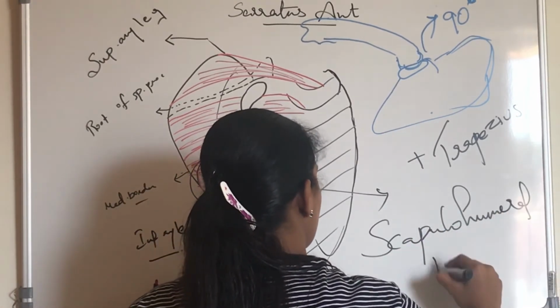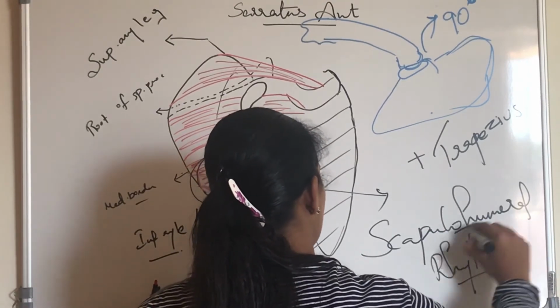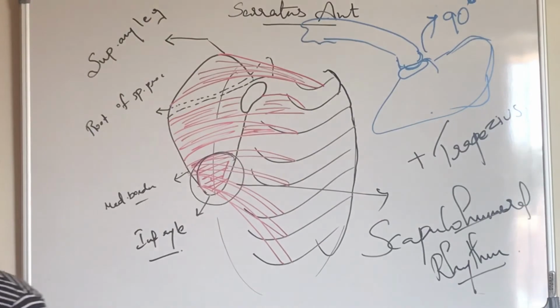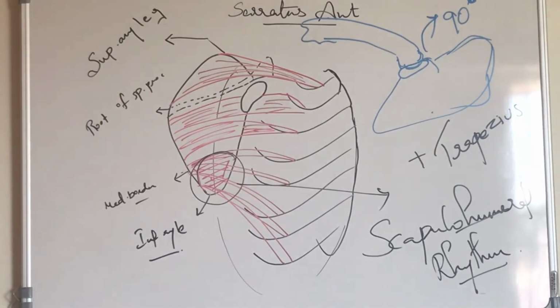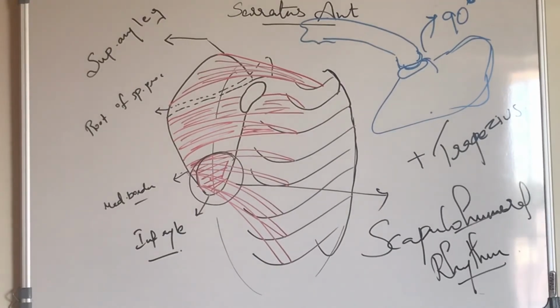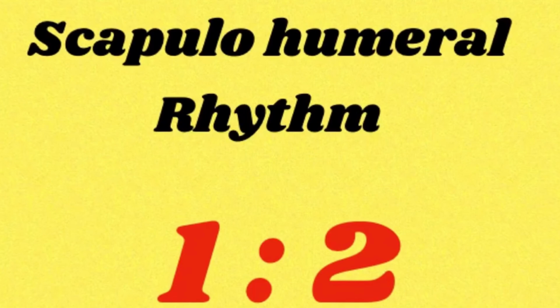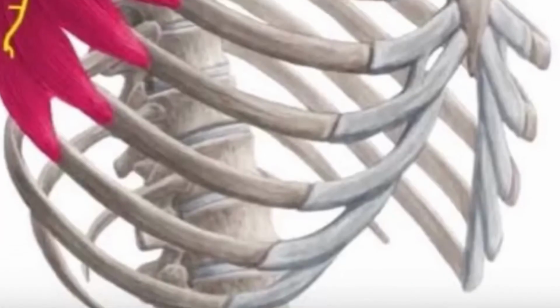You should have some idea about scapulohumeral rhythm. This is mainly important for postgraduate students. What is the scapulohumeral rhythm? So when your scapula rotates upward by 1 degree, the humerus abducts by 2 degree.